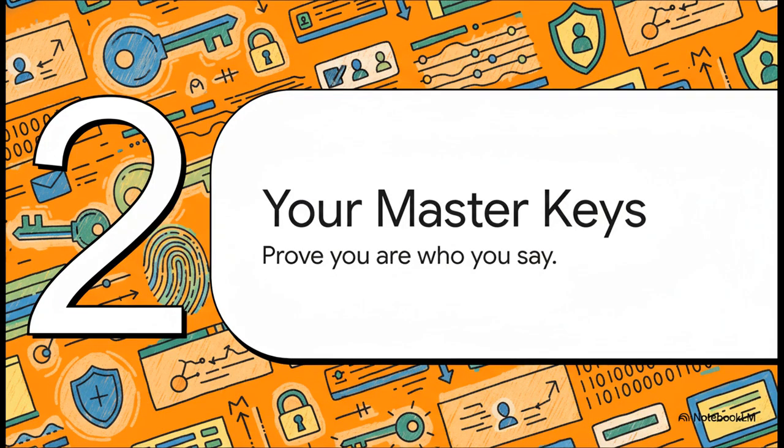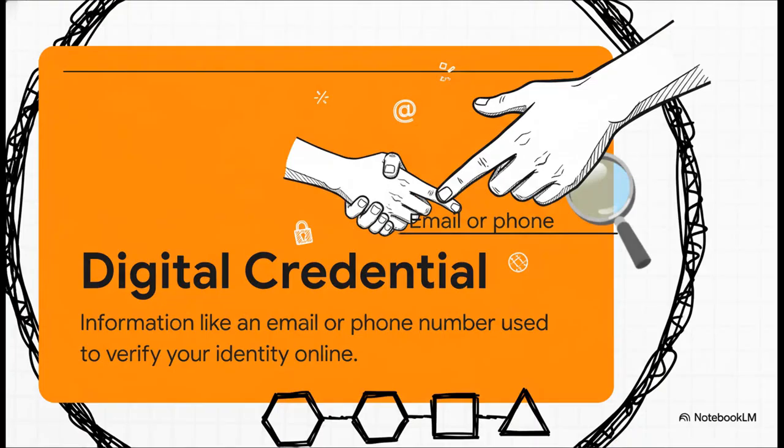Well, you need your master keys. And no, I'm not talking about physical keys, obviously. They're your digital credentials. These are the unique identifiers that separate you from literally billions of other people online. You know that first box, the one asking for your email or phone? It's not just a blank text field. It's a very specific request for your primary digital credential. It's like the first part of a secret handshake that only you and the system are supposed to know.